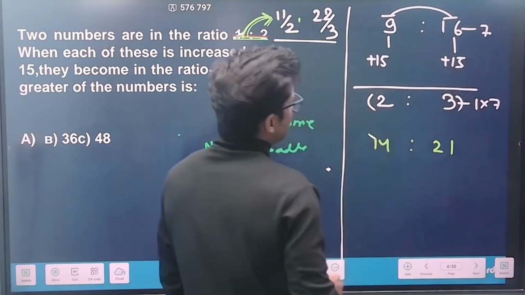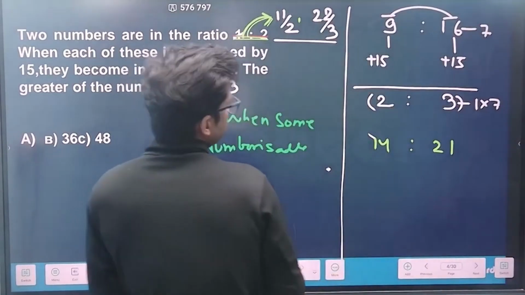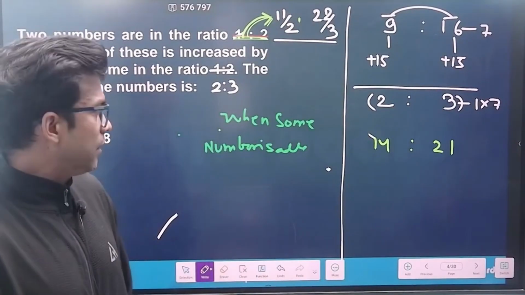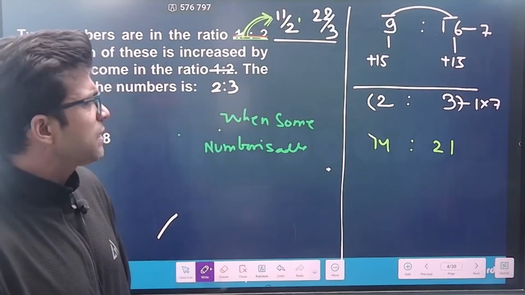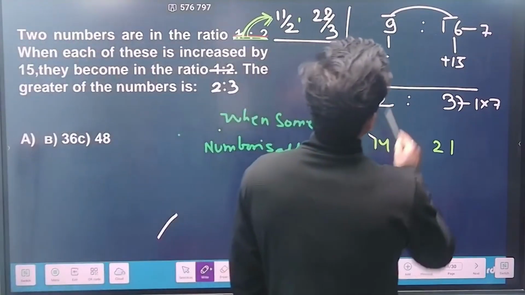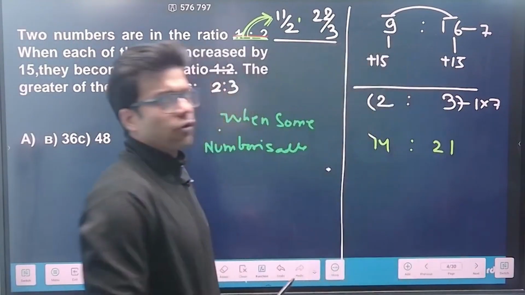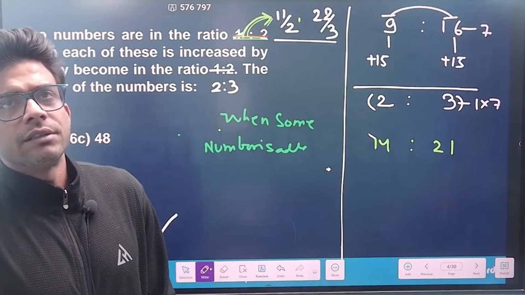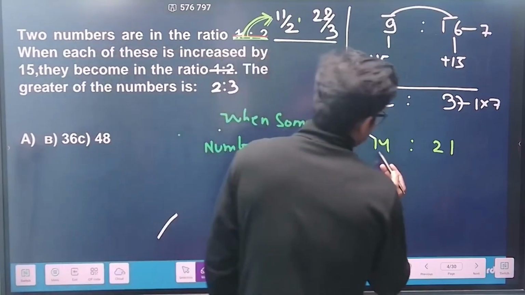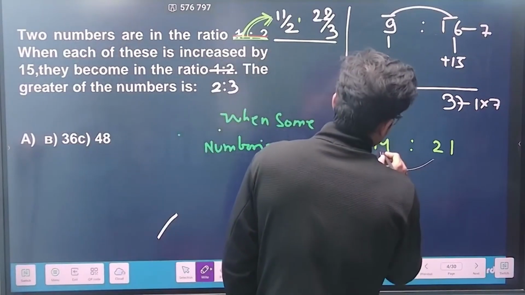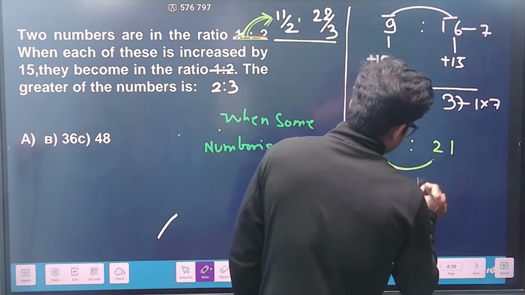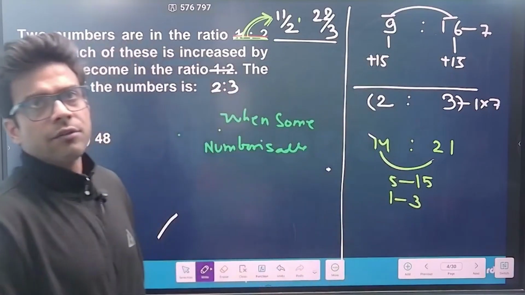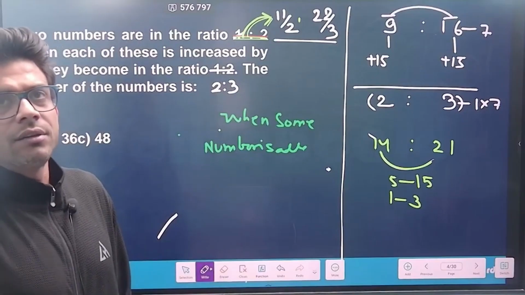Now can I say the ratio is equal? Is it clear now? The difference is the same basically. Now 9 and 16, and 14 and 21, can I say the difference is the same? So the adding part, this 5 becomes 15, and 1 becomes 3. Clear? 5 becomes 15, 1 becomes 3.